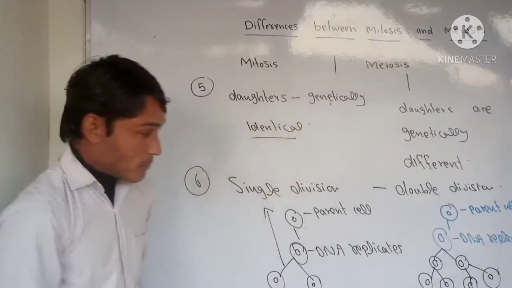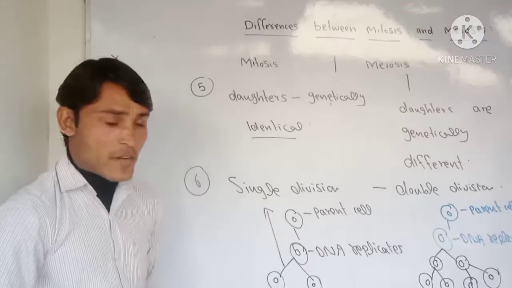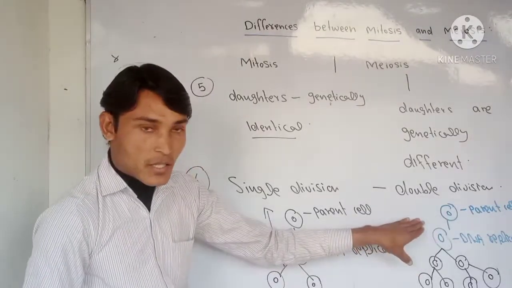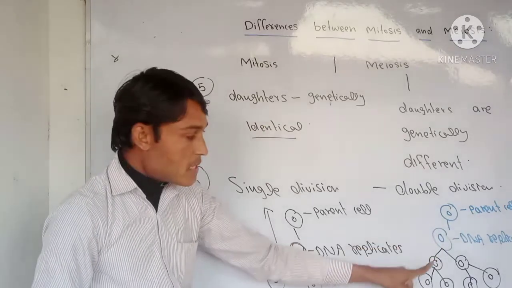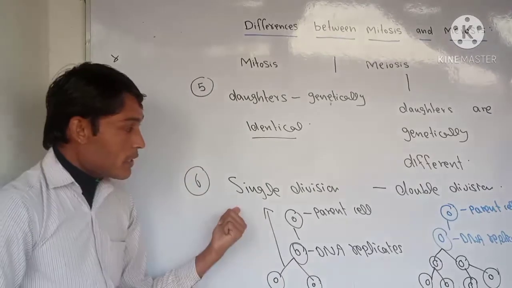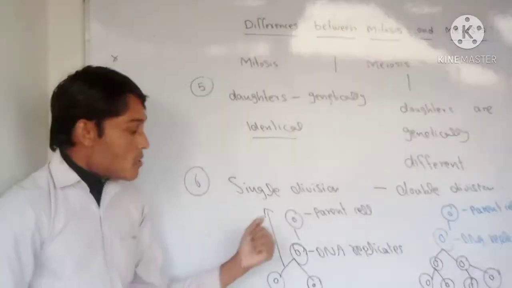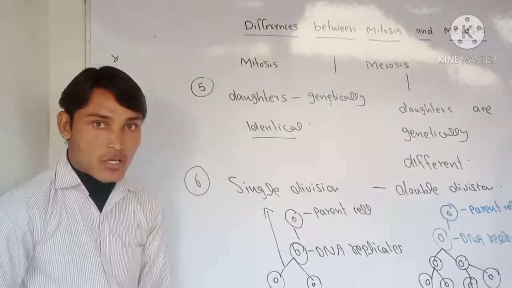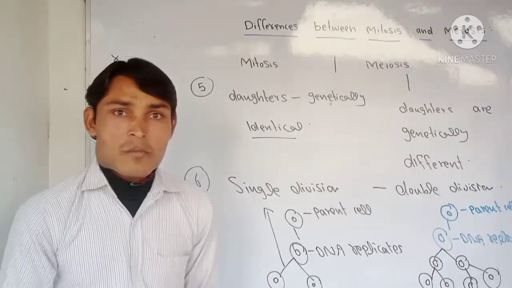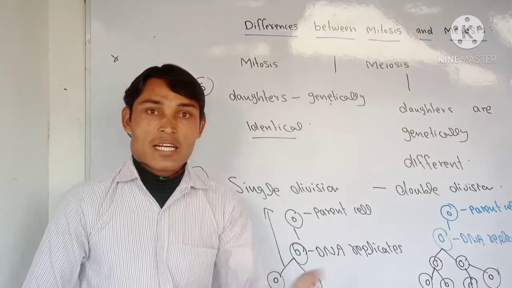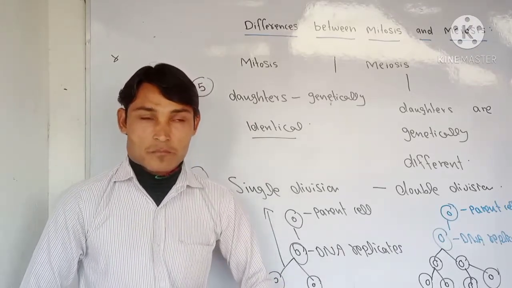So now if you look at here, the next difference is that in meiosis double division occurs. Look at the first: the parent cell divides into 2 and then into 4 daughter cells. And in mitosis, a parent cell only divides into 2 daughter cells. So now let's summarize these steps to understand the clear difference between mitosis and meiosis.